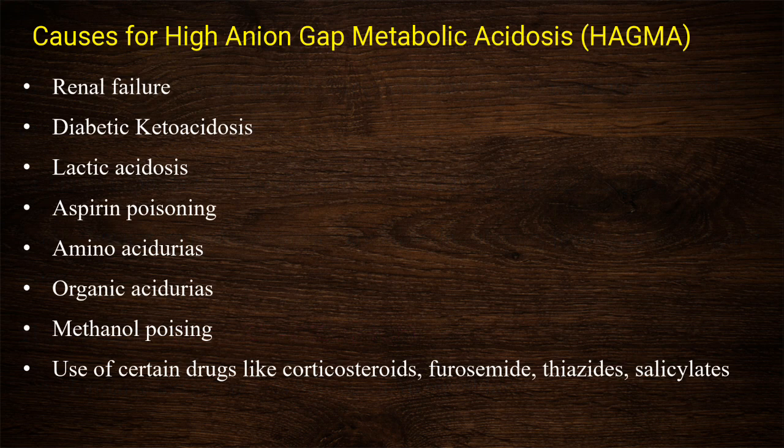So, causes of high anion gap metabolic acidosis. These are the conditions: renal failure, diabetic ketoacidosis, lactic acidosis, aspirin poisoning, amino acidurias, organic acidurias, methanol poisoning, and use of certain drugs like corticosteroids, furosemide, thiazides and salicylates.